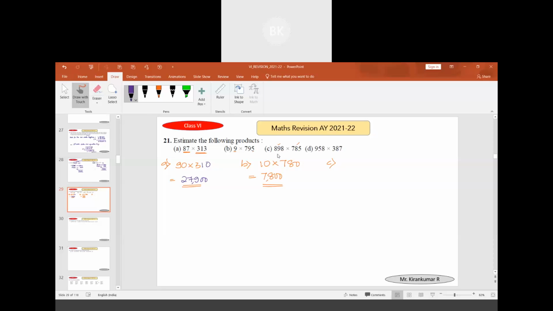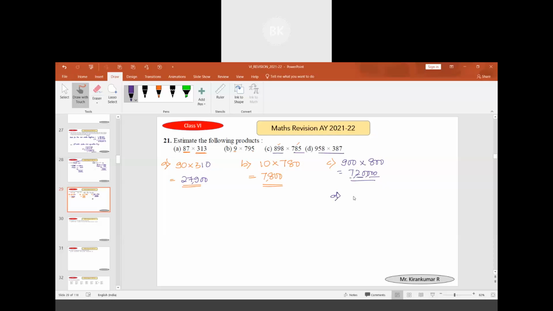In the C, the number of digits are the same. So we round to the nearest 100. The nearest 100 of 898 is 900. 900 into 800. It will come to 720,000. One more zero, sir. Here there are 3 zeros, here there are 2 digits, here there is one digit. Correct.